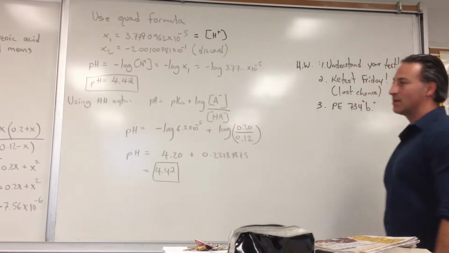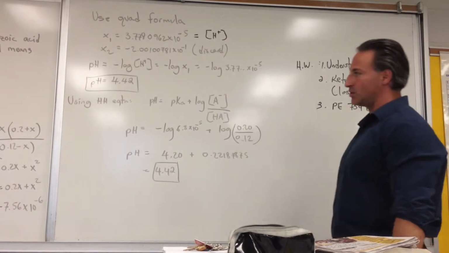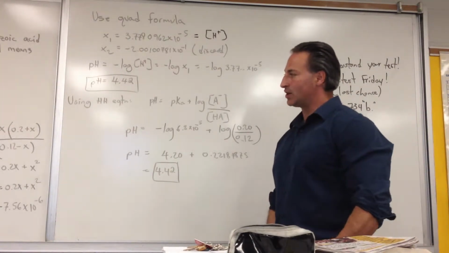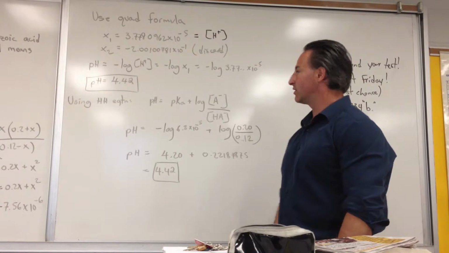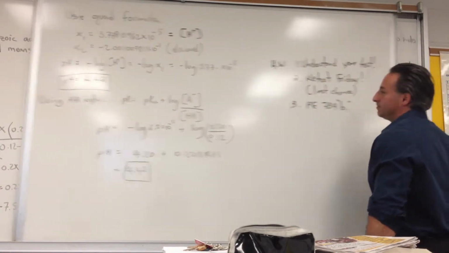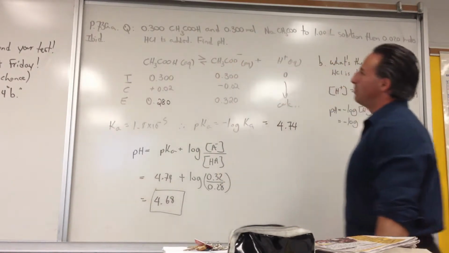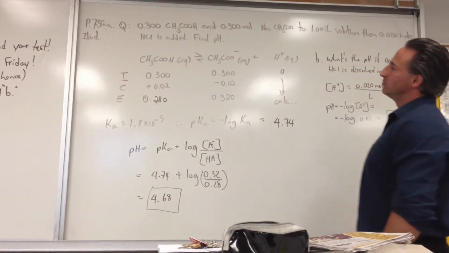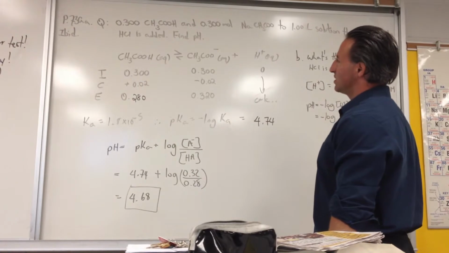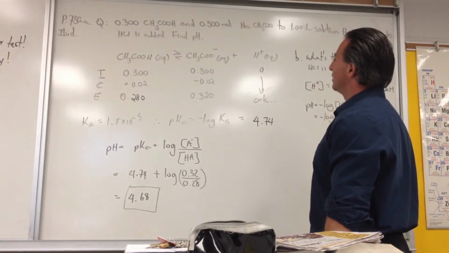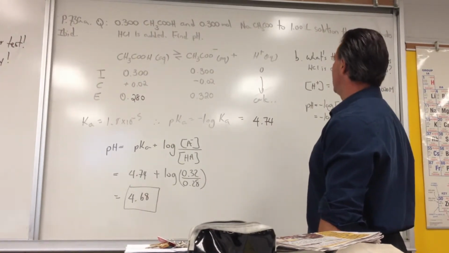If we can recognize a buffer system, then we can go straight to using the Henderson-Hasselbalch equation. It's a much quicker way of calculating the answer. On page 730, we have another buffer system. This time it's acetic acid and the acetate anion.